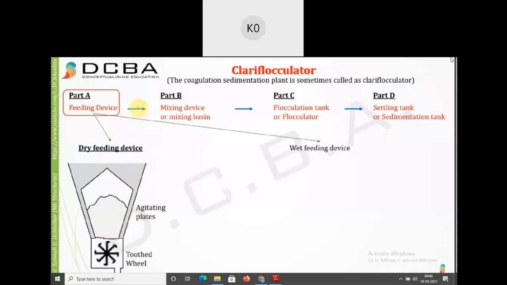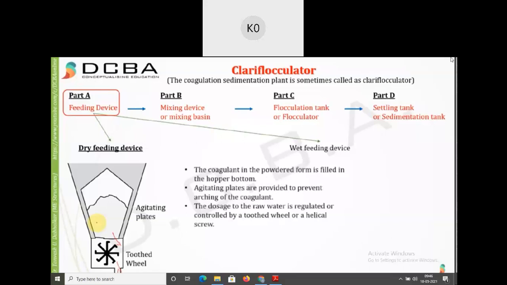Next we have a toothed wheel here. As you just saw its movement, it rotates basically, and whatever coagulant powder falls down here, because of this rotation, it goes to the raw water. So this is a rough way how this entire process works.